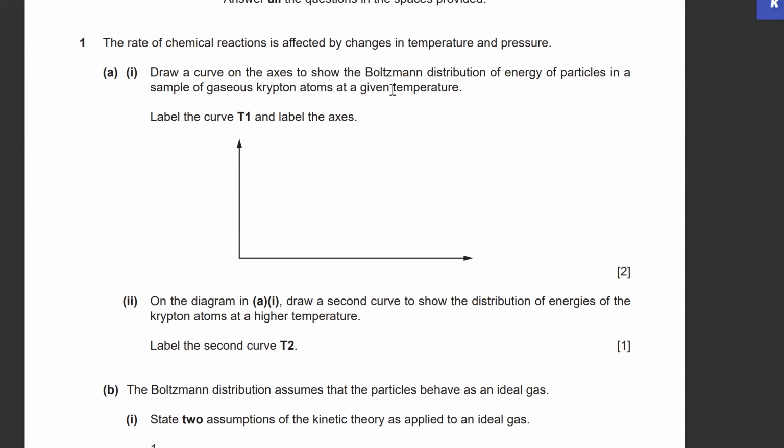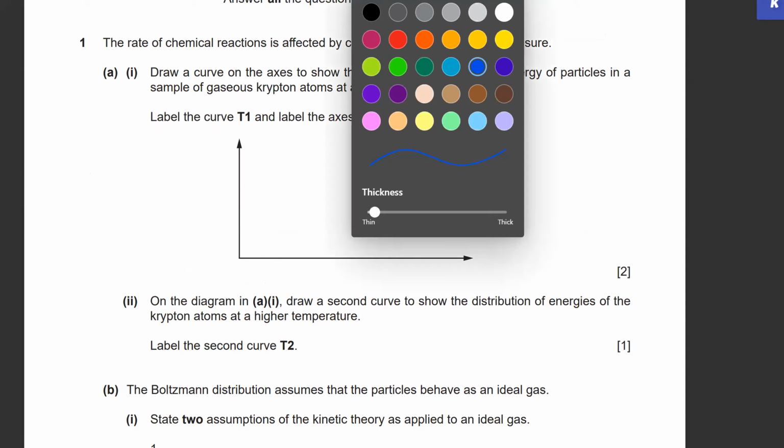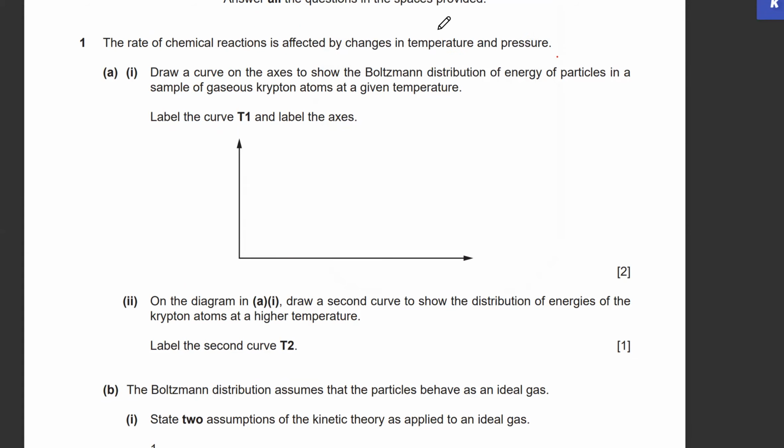Draw a curve on the axis to show the Boltzmann distribution of energy of particles in a sample of gaseous krypton atoms at a given temperature. This axis over here is your energy axis. The other side is the number of particles. So the curve is always skewed to the right. This is how the curve looks.